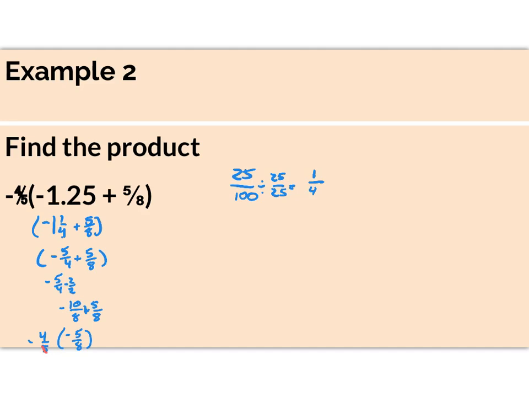Now I'm going to cross multiply 1 and 1. A negative times a negative is a positive. 4 and 8 cross multiply, and I get +1/2.